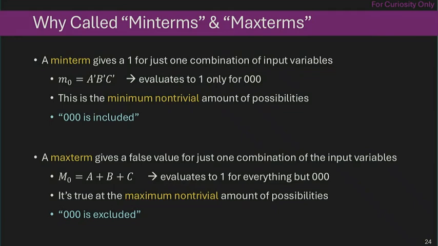A maxterm gives a false value for just one combination of input variables. But conversely, it is true for the maximum non-trivial amount of possibilities. As long as your input is not 0, 0, 0, this will be a 1. Right? So it's like the maximum representation covering a lot of 1s in the function.